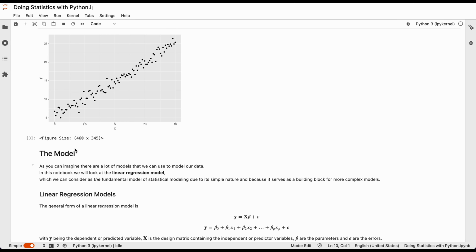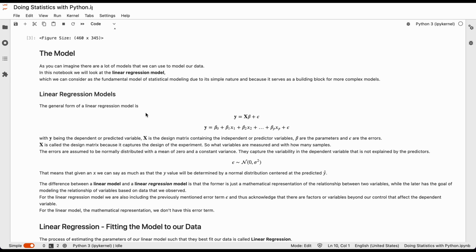Okay, now onto our model. And as you can imagine, there are a lot of models that we could hypothetically choose to model our data. But in this video, we'll focus on the linear regression model, which we consider as the fundamental model of statistical modeling due to its simple nature and because it serves as a building block for the more complex models. And the general form of the linear regression model is rather simple. So y is the dependent or the predicted variable, and x is the design matrix, which contains the independent or predictor variables. Beta contains the parameters, and e are the errors.